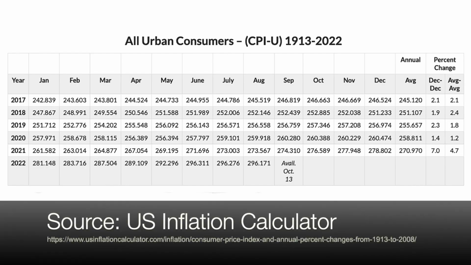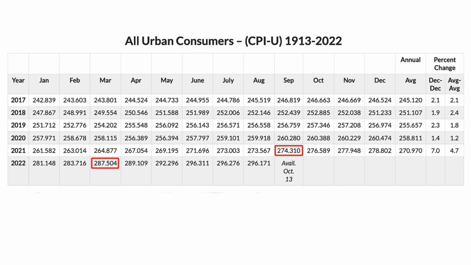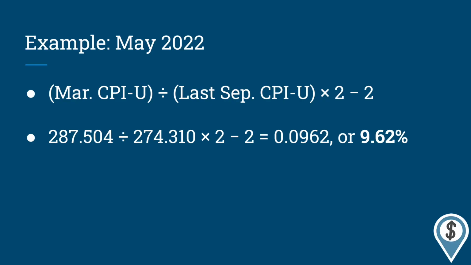Looking at this online table, we can see that CPI-U was 287.504 in March 2022, and it was 274.310 in September 2021. Those are the two numbers that we need to do our calculation. When we plug them into our formula, we see that the answer comes out to 9.62%. And guess what? That's the actual inflation rate that the Treasury announced in May 2022. Only we were able to see it in April 2022.